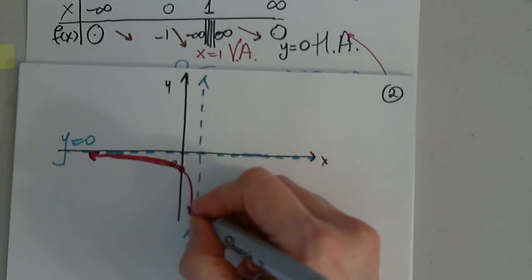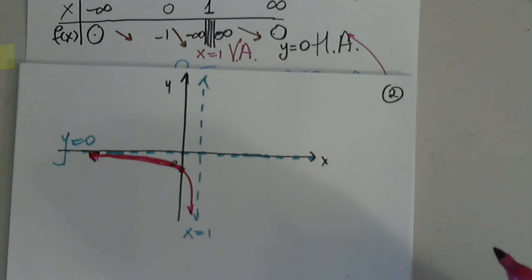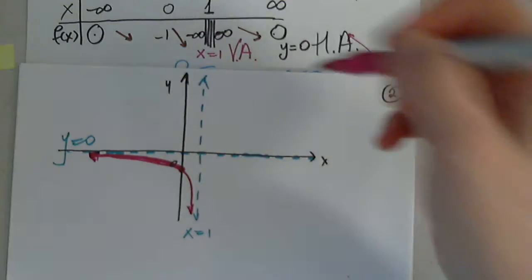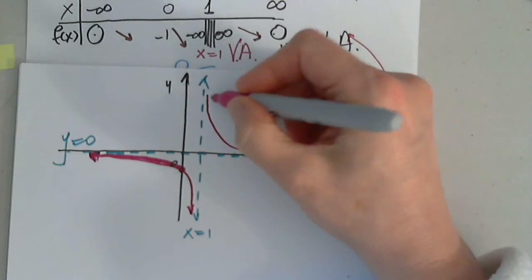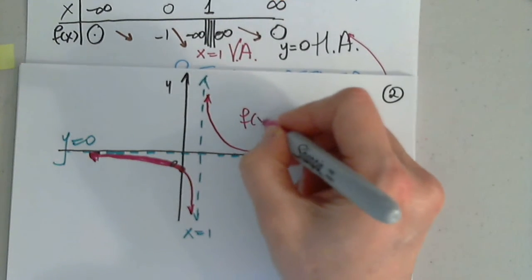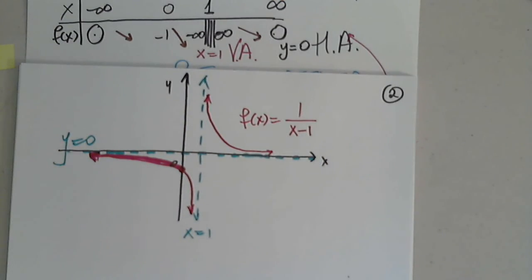Don't graph it as a straight line. It doesn't touch the asymptotes. So make sure it doesn't touch your asymptotes. And then on the other side, from positive infinity to 0 asymptotically. And this is our graph of f of x equals 1 over x minus 1. We're going to do this again in a later chapter with more complicated situations.